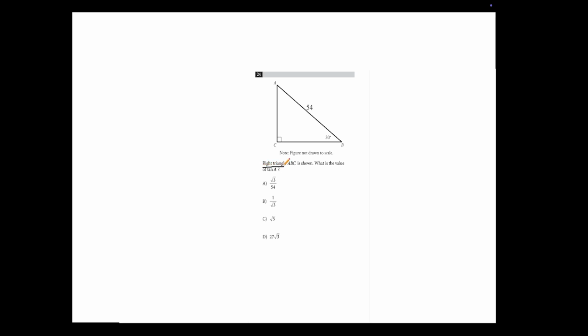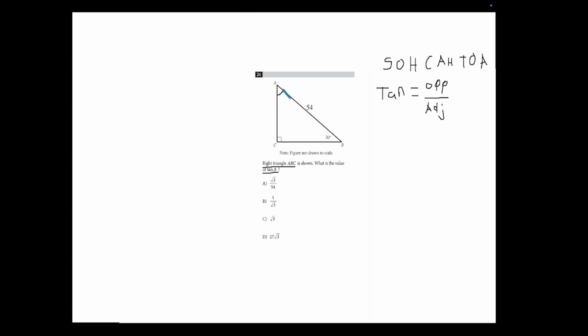Here we have a trigonometry problem. The question states, right triangle ABC is shown. What is the value of tan A? Since this is trigonometry, I'm going to draw our trig ratios and the abbreviation for it, which is SOHCAHTOA. Using SOHCAHTOA, we can say tan is equal to opposite over adjacent.